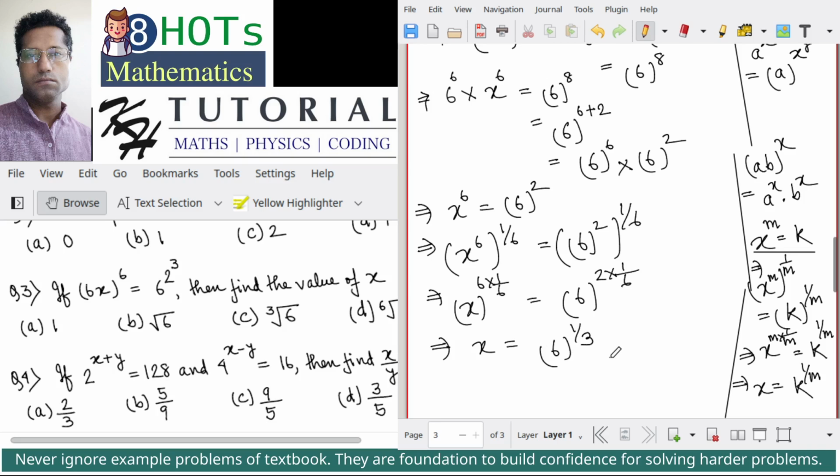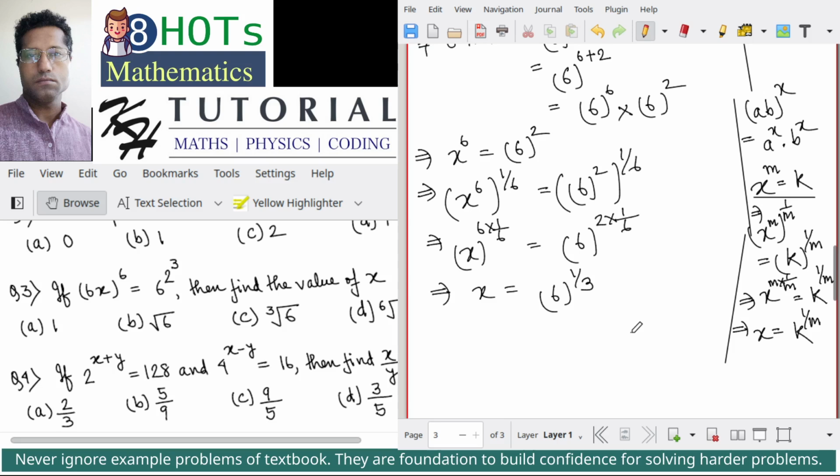6 raised to the power 1 by 3. Now this is equal to the cube root of 6. So I hope that is clear. Another concept is the concept of radicals.